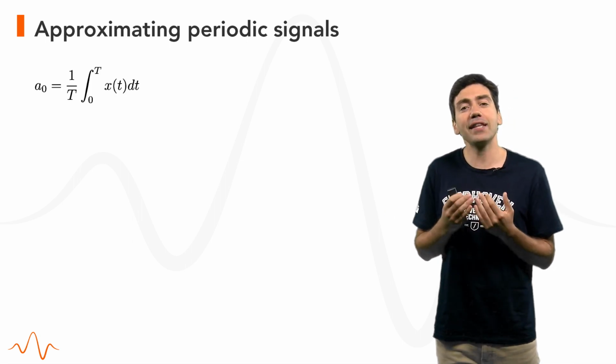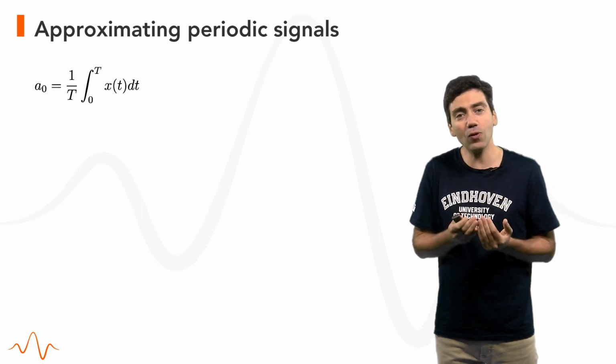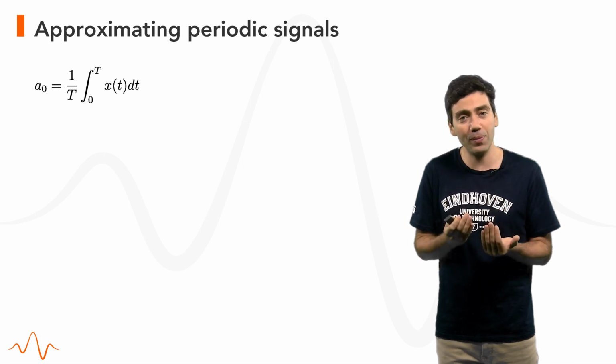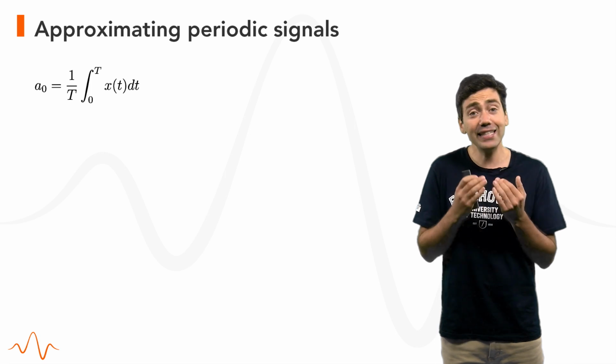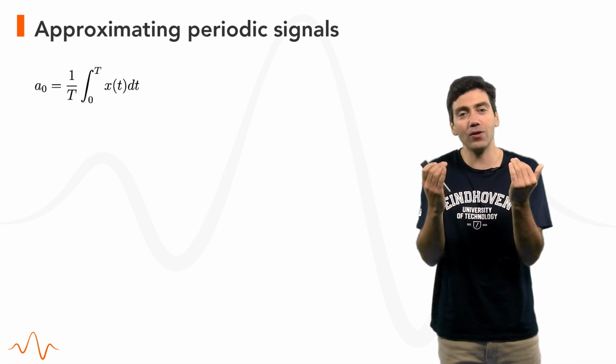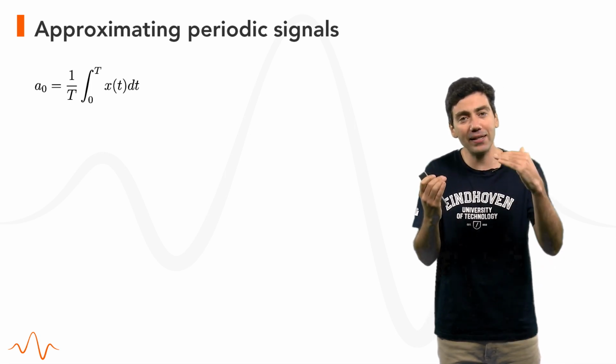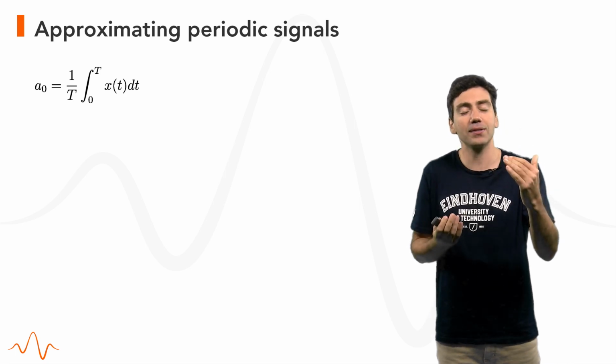Now, A0 is nothing more than 1 over capital T, 1 over the period, times the integral from 0 to capital T of the signal. It's nothing more than the mean value of the signal over a period. That's the best offset in the signal axis.